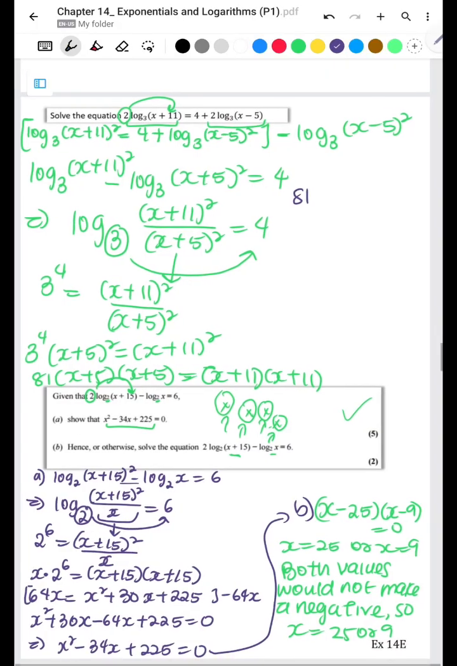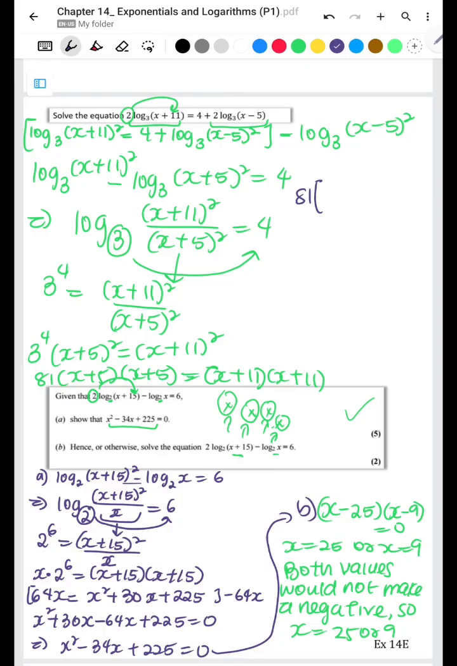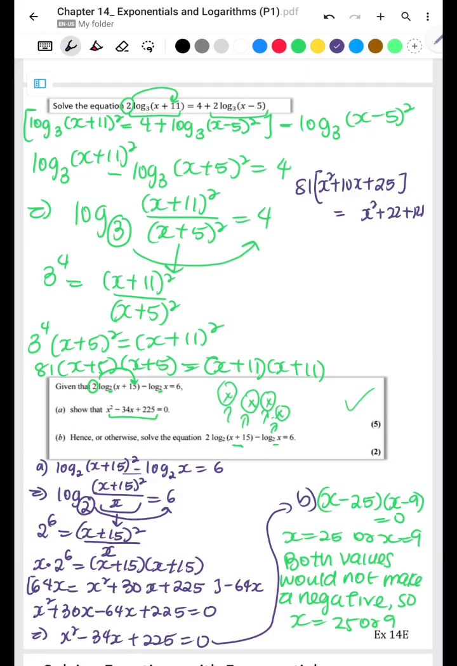So 81 times (x minus 5)(x minus 5), x squared minus 10x, that's 10x plus 25, so x squared minus 10x, is that right? Yeah, x squared minus 10x plus 25 is equal to x squared plus 22x plus 121. This is basics of quadratics. I can solve this. That's 81x squared. Open the bracket because I just have limited space here. And I know my equation at the end should be 80x squared minus 832x plus 1904 if I'm right. And I'll get two values for this.